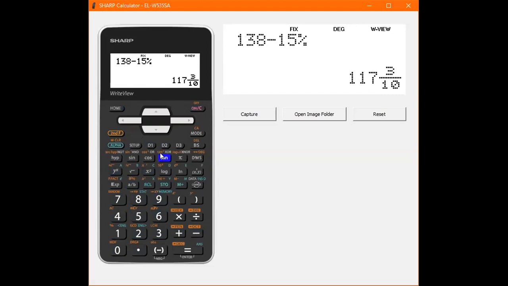So how do we find the amount before tax was added? What we do is we say 138 divided by 115%, and that will give us 120 Rand. So just a heads up on that one.